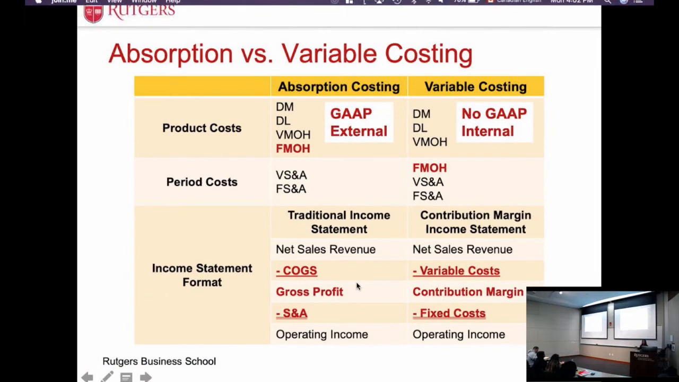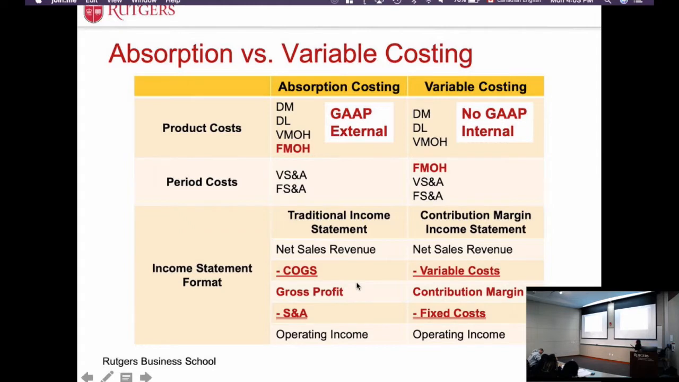As a review here, last time we talked about the differences between absorption costing and variable costing, right? So absorption costing is what we learned traditionally. In absorption costing, we considered every cost related to the production process as the product cost, which includes the fixed overhead. But in variable costing, we do not consider the fixed overhead as the product cost, and we put it in the period cost.